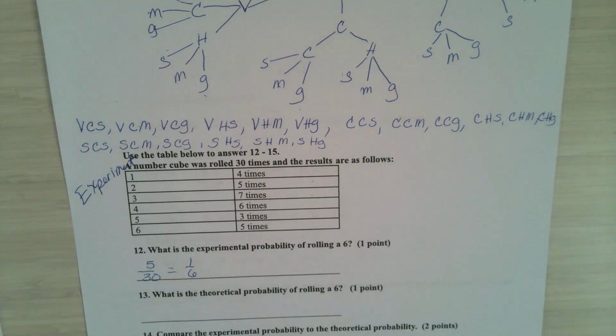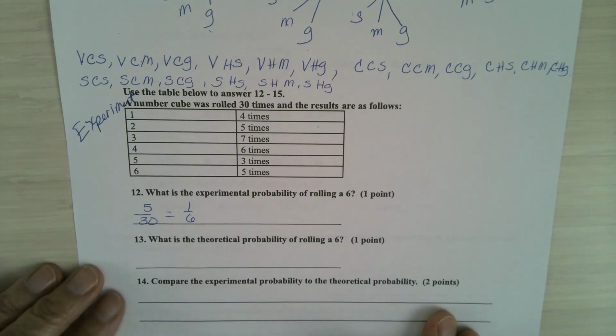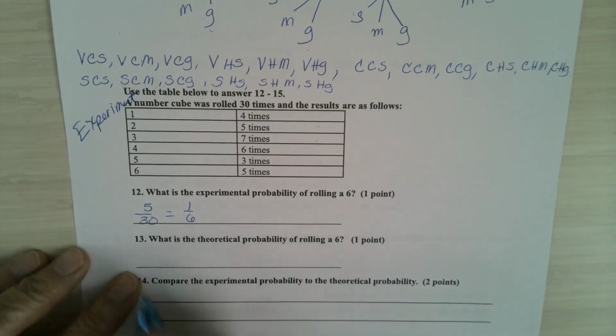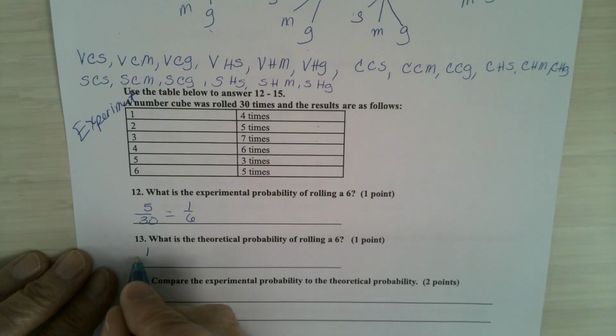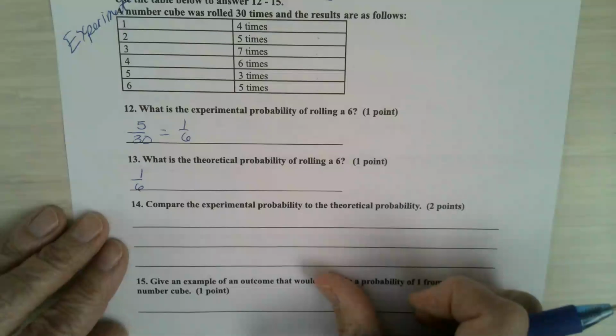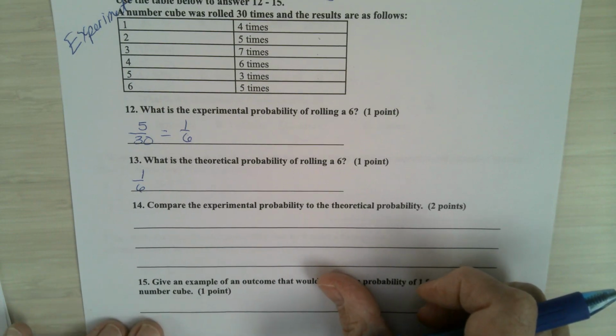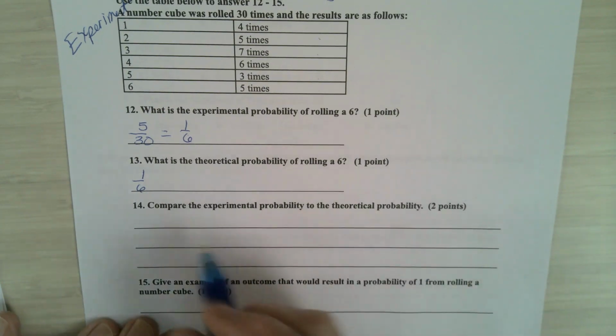All right. Now, what is the theoretical probability of rolling a 6? Well, how many 6s are on a dice? 1 out of 6. It's actually the same. Compare the experimental probability to the theoretical probability. On this one, they are the same.